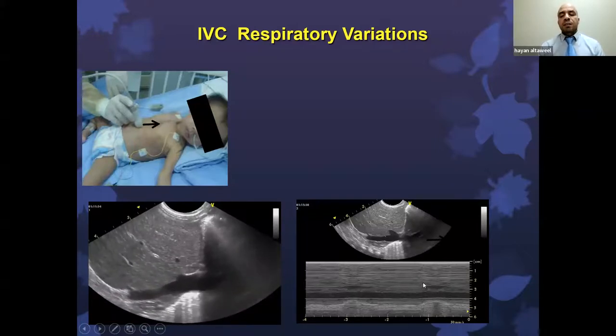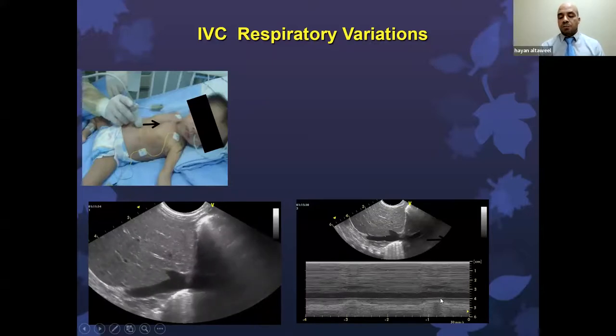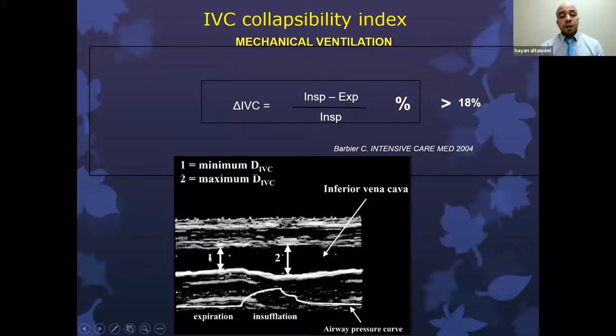You need to wait until the patient breathes, or the ventilator gives the patient a breath. Then you freeze the screen and start measuring the IVC diameter, as follows. For example, here is the IVC as shown in M mode. This is the IVC during expiration in a ventilated patient, and this is the IVC during inspiration. So the delta IVC equals the diameter of the IVC during inspiration minus expiration, over inspiration. In a ventilated patient, if this change is more than 18%, or let's say one fifth of the diameter, that predicts fluid responsiveness.